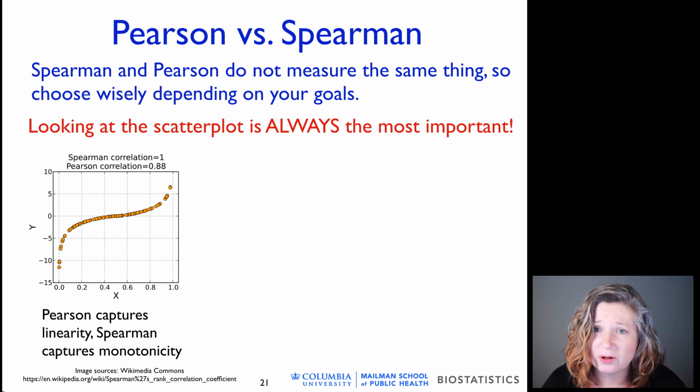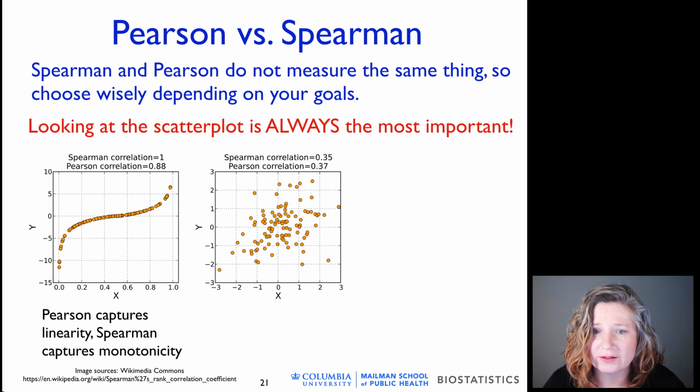Pearson correlation captures linearity, and there is no linearity in the data, so that's why it is a wrong measure of association between X and Y in this example. Spearman captures only monotonicity, and that's why it is a proper measure of association in this example.